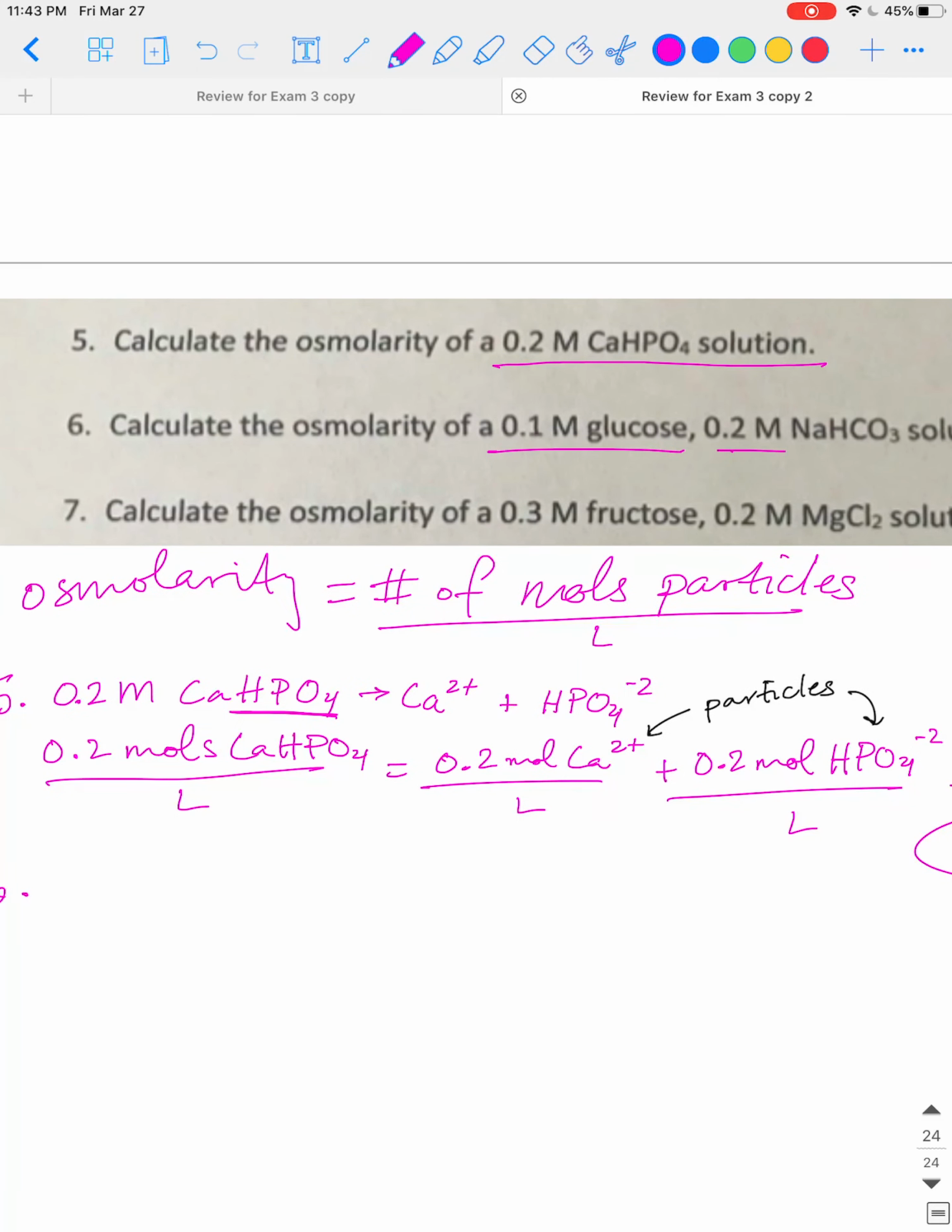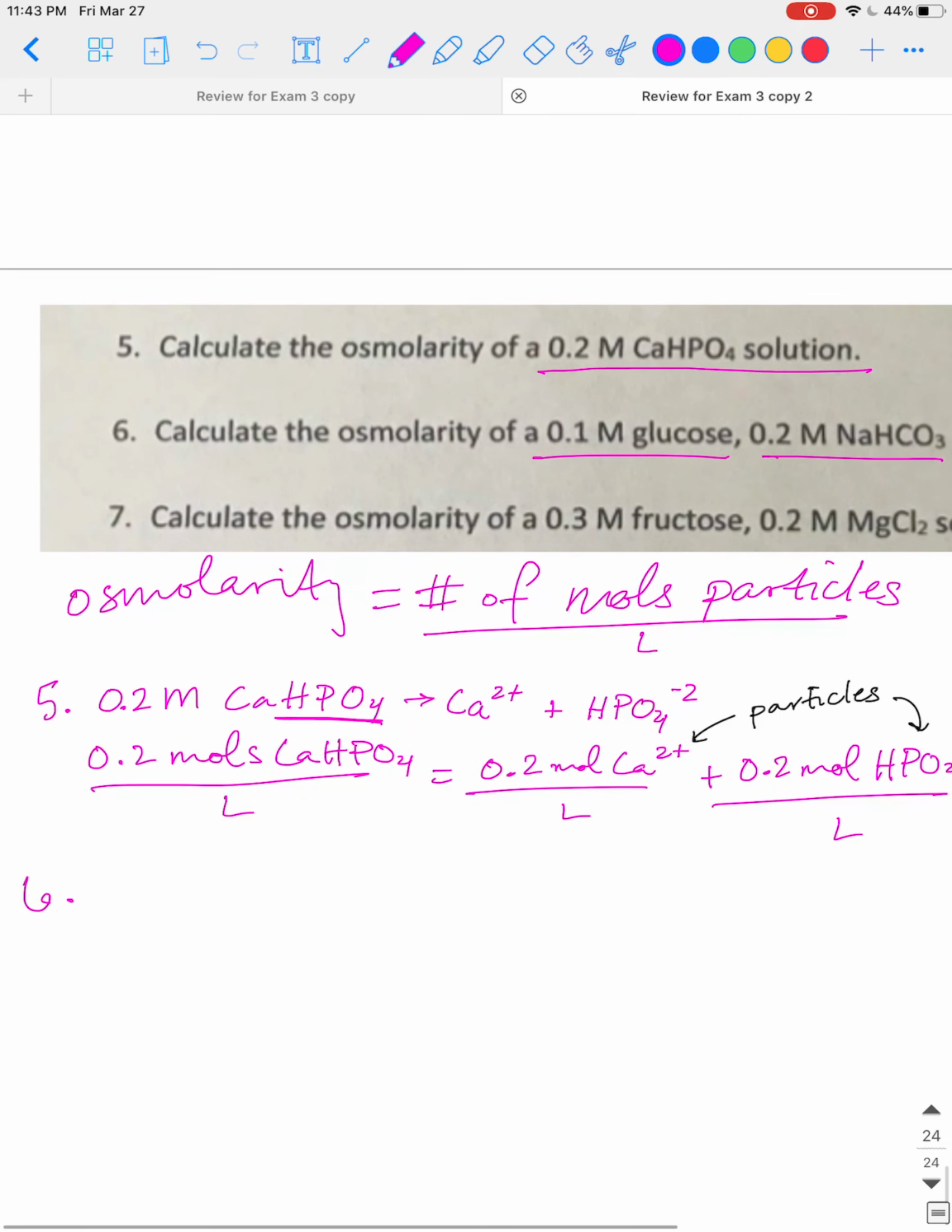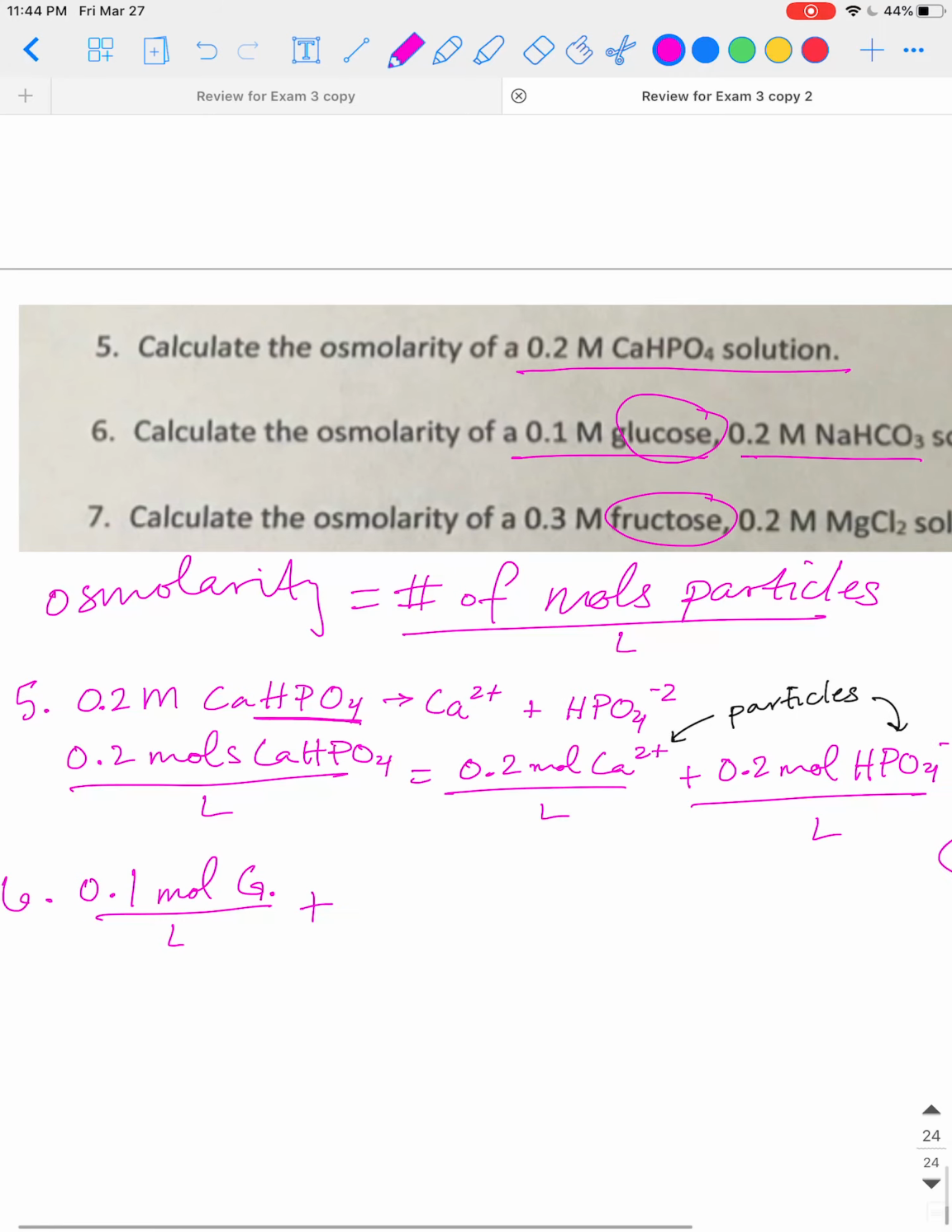If we look at number 6, we have 0.1 molar glucose, 0.2 molar sodium bicarbonate. So we're going to have a few things to add up here. Remember that a molecule like glucose, a molecule like fructose, a molecule like sucrose, those are the particles. They're not going to dissolve into ions. So if I have 0.1 molar glucose, I have 0.1 mole capital G glucose per liter. And glucose here is my particle.